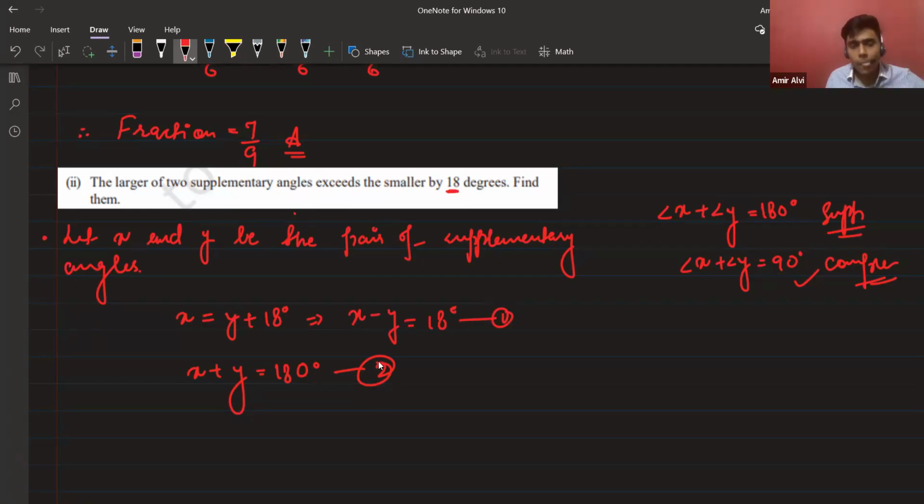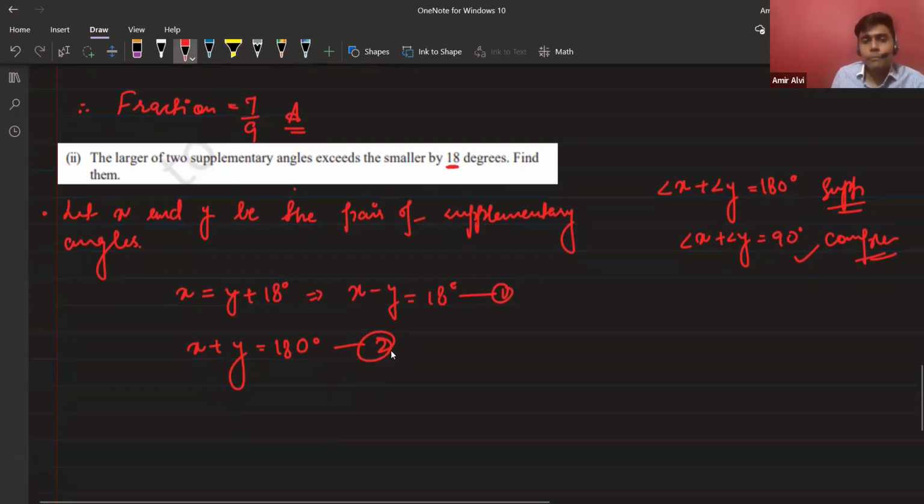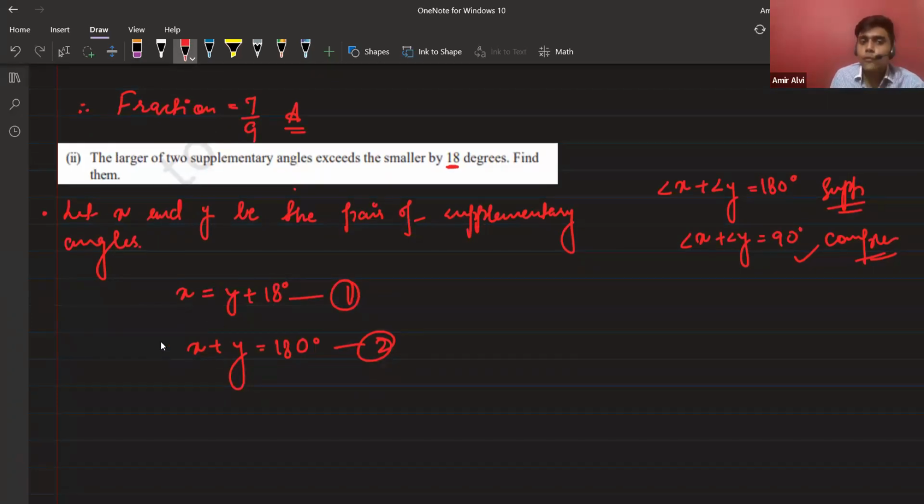So now tell me, we are using the substitution. I thought we are doing elimination. We are using the substitution, so it is fine. Substitution means, now tell me, can I write y plus 18 in place of x? Because this is x also, this is x also. They have the same variable.